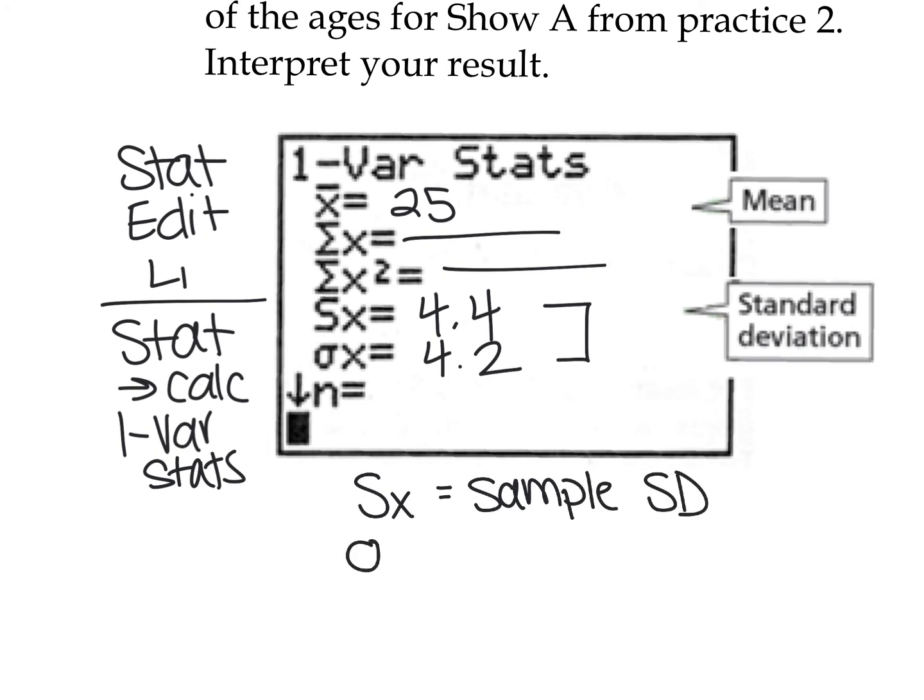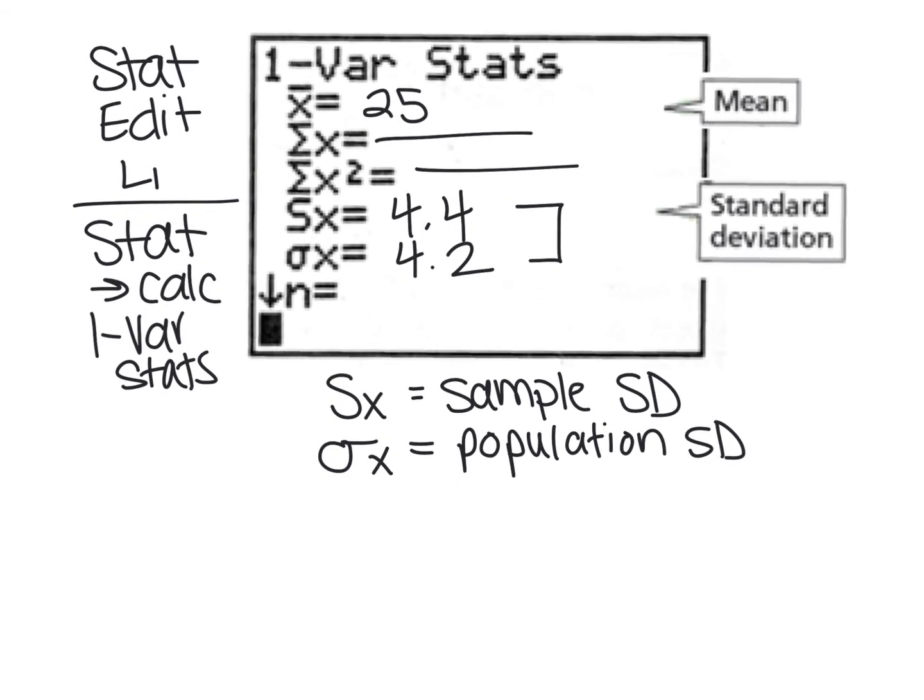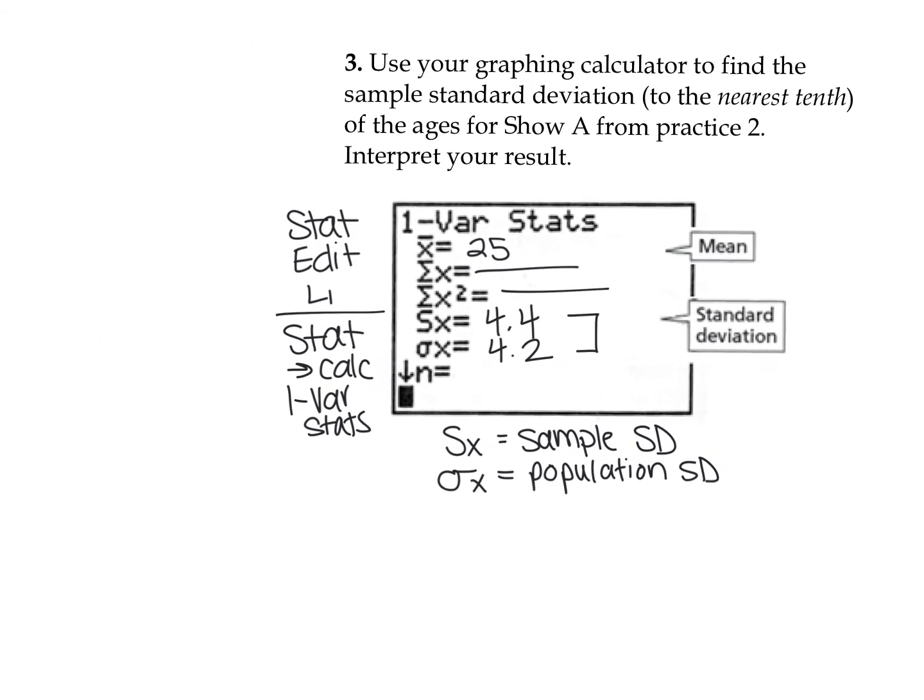And then the one that looks like that, it's a lowercase sigma. I'll refer to it as sigma x. That's your population standard deviation. And throughout the unit, we'll talk more about when to use which. But right now it's asking for sample standard deviation.